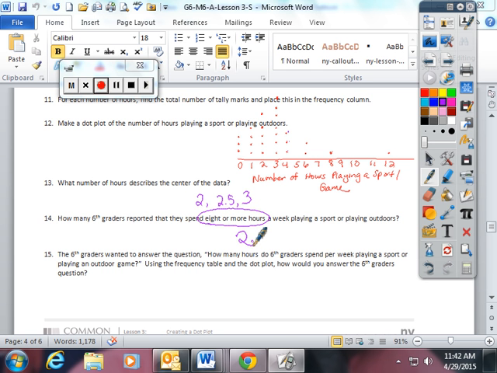And 15, the 6th graders wanted to answer the question, how many hours do 6th graders spend per week playing a sport or playing an outdoor game? Using the frequency table and the dot plot, how would you answer the 6th graders' questions? I'll let you work with your partner to do that next section.